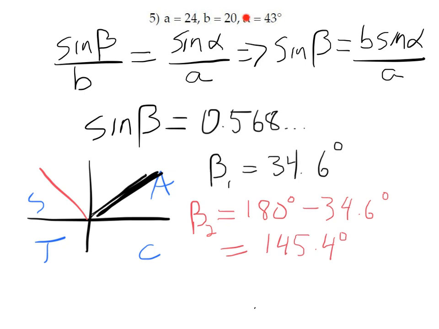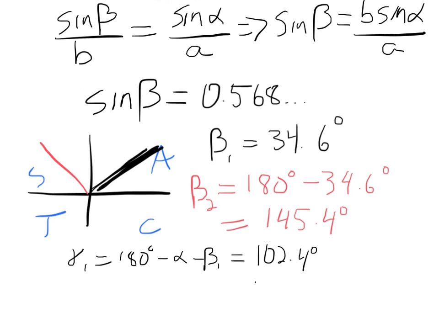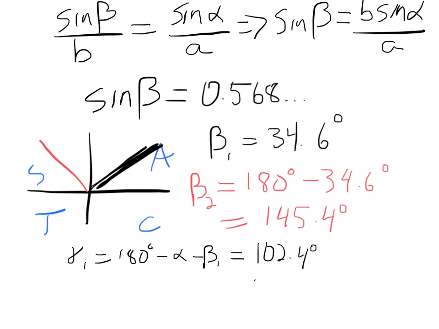We have now alpha and some betas. So we can find the gammas. Let's find gamma 1. Gamma 1 would be 180 degrees minus alpha minus beta 1. That would give us, on our calculator, 102.4 degrees. Well, that's definitely something that's possible. Now for our second one, what about gamma 2? That would be 180 degrees minus the alpha that was given, minus the beta 2, which is our second quadrant potential answer. And that gives us a negative 8.4 degrees.